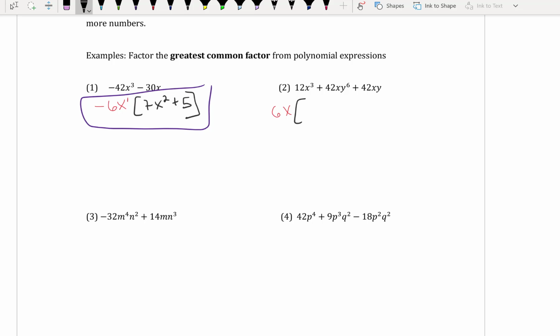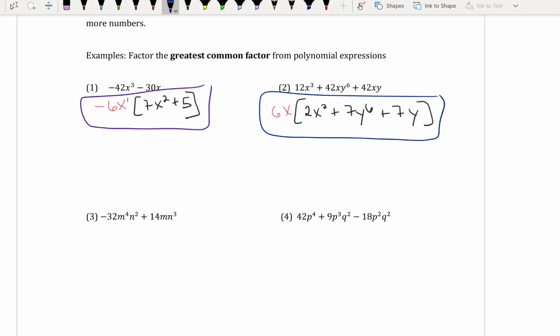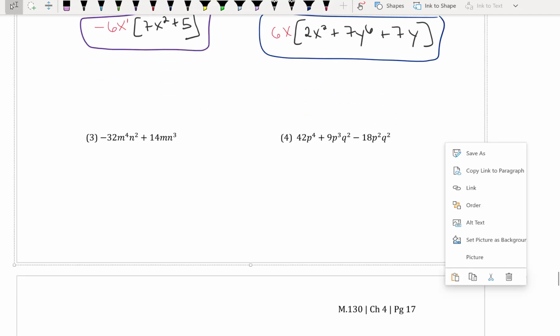So if I have a 12 divided by 6, I get a 2. x cubed divided by x, I have an x squared. 42 divided by 6 gives me a 7. The x's cancel and I have a y to the 6. Plus 42 divided by 6 is 7 again. The x's cancel and I have a y. So that is going to be my final answer with the greatest common factor.